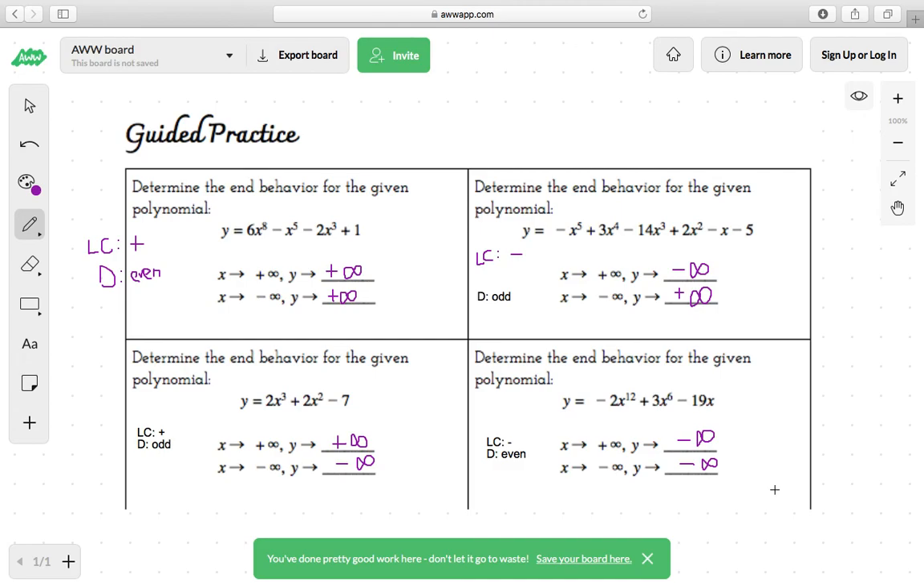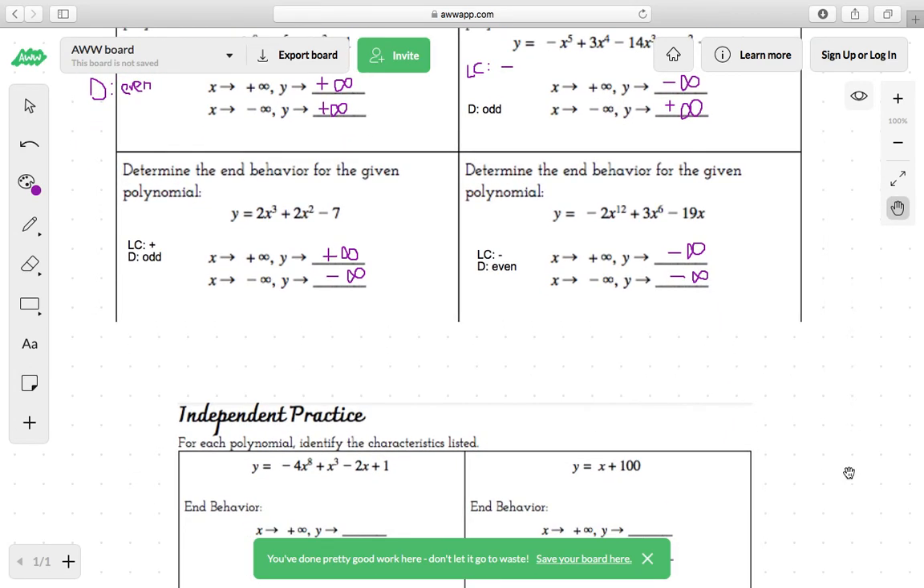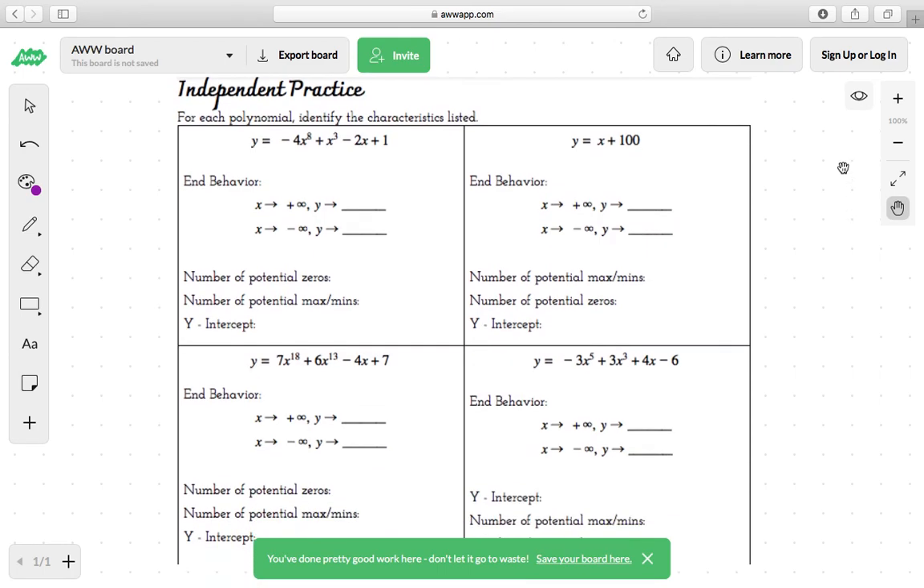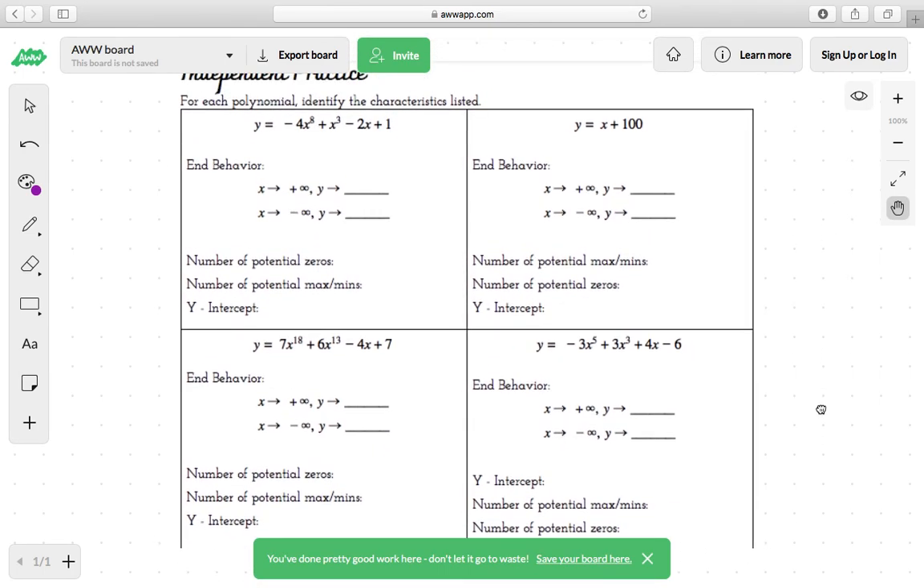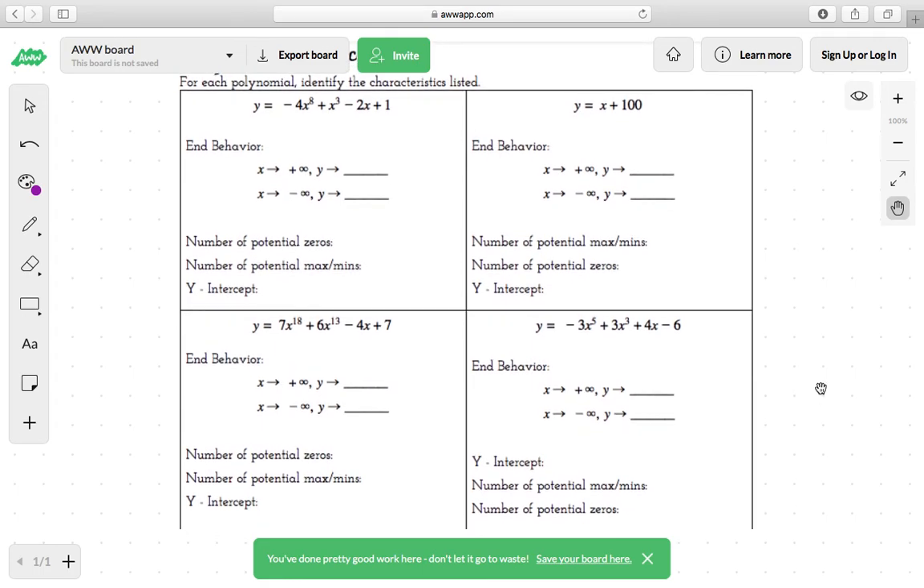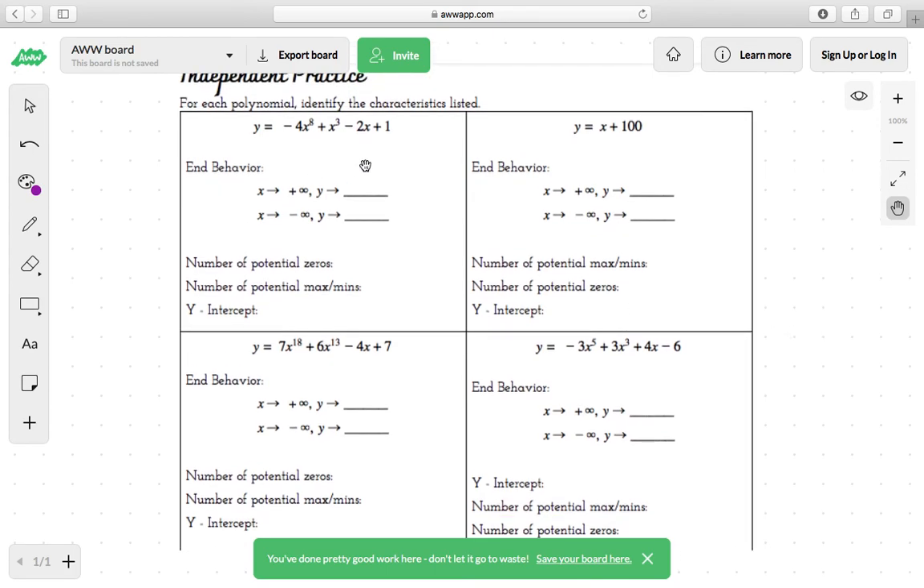Okay, so you guys are going to get a practice on your own. I do want to go through one more example from the other day to kind of combine everything. So in your packet, flip over to the independent practice section. So we just did a couple of the guided. I want to go through one of these. So there's 4 at the top. I want to go through this first one right here. So the top left.